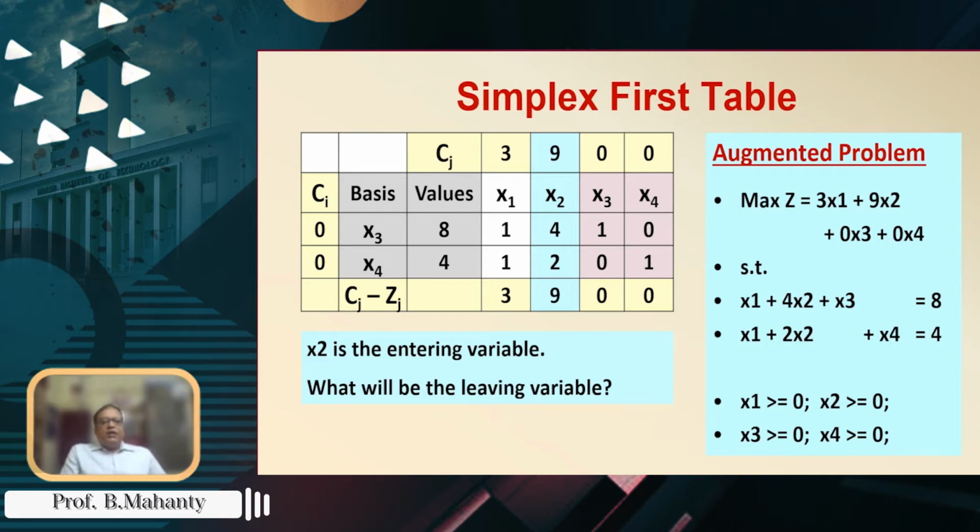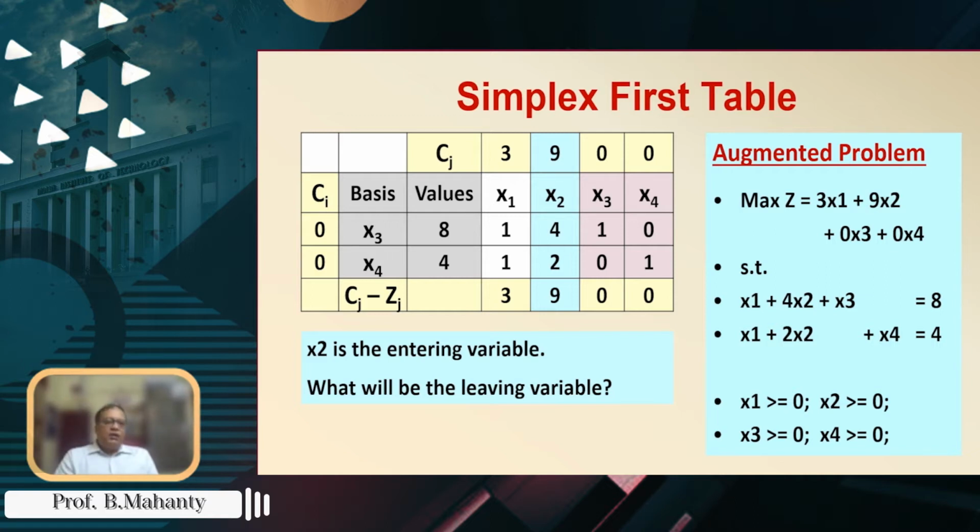So which one should be the leaving variable? Look at it carefully. Which one is the bottleneck resource? Is x3 the bottleneck resource or is x4 the bottleneck resource? Total value available is 8, coefficient is 4. So 8 by 4 is 2. That means 2 x2 can be made if we make use of x3 resource. But if you make use of x4 resource, 4 is available, required is 2 per unit. So again 4 by 2, so 2 can be made. So what have we got here? We have got a tie in the leaving variable.